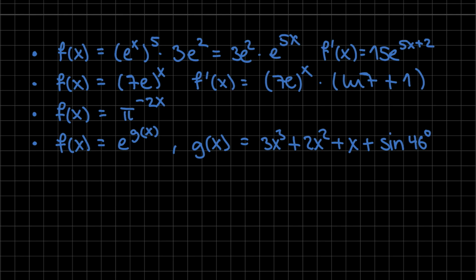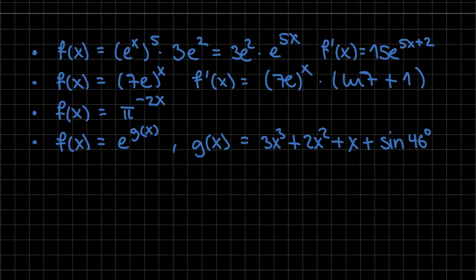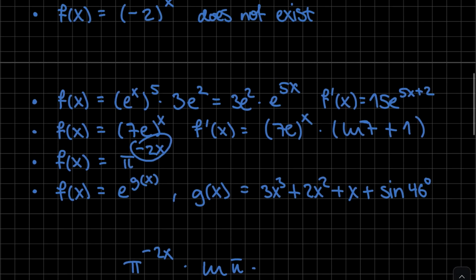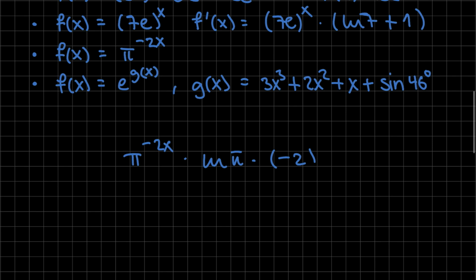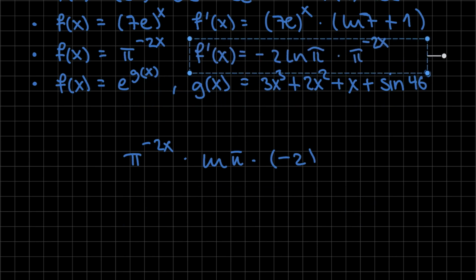Now we have f of x equals pi to the power of minus 2x. Now pi, again, is just a constant, so it's another normal application of the exponent rule. So first step is to copy the function and then multiply by the ln of the base, which is pi, and multiply by the internal derivative of this function, which is minus 2. So in the end, the whole derivative is going to be f dashed of x equals minus 2 ln of pi times pi to the power of minus 2x. Okay, there we go. Move this up here.